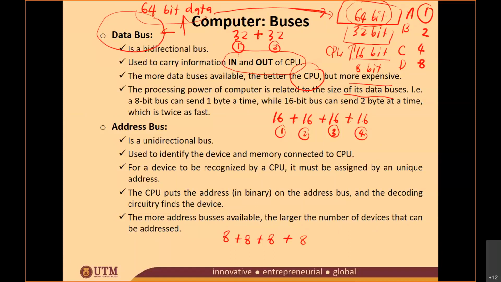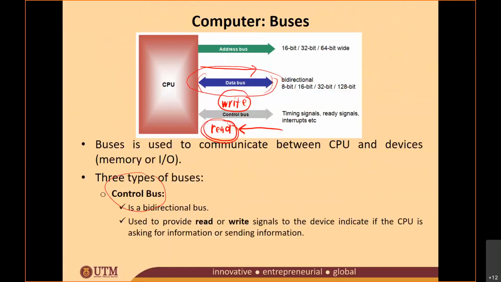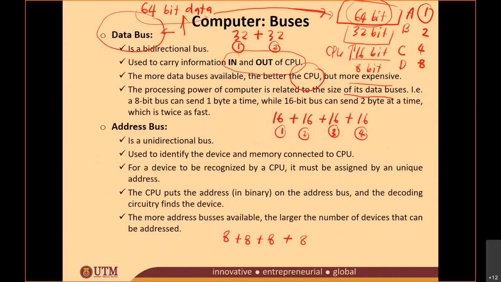And last but not least, the address bus. Okay, for the address bus, it is a unidirectional bus. Kenapa unidirectional bus? Okay, sebab dia punya anak panah dia satu je, keluar je, dia tak akan masuk ke dalam CPU. Okay, so used to identify the device and memory connected to CPU. Okay, since this is an address bus, digunakan untuk kamu identify lah device yang nak connect kepada CPU, okay, which is your I/O and your memory. Okay, for a device to be recognized by a CPU, it must be assigned a unique address.